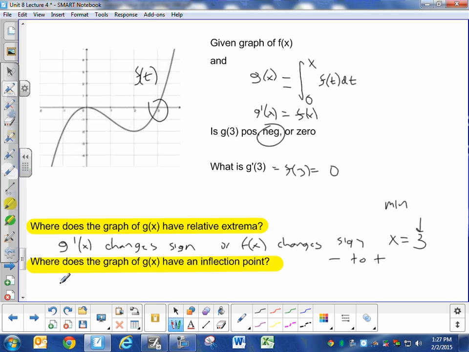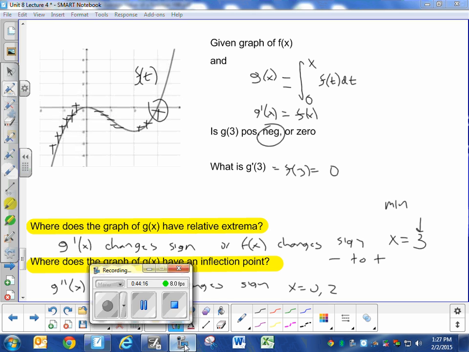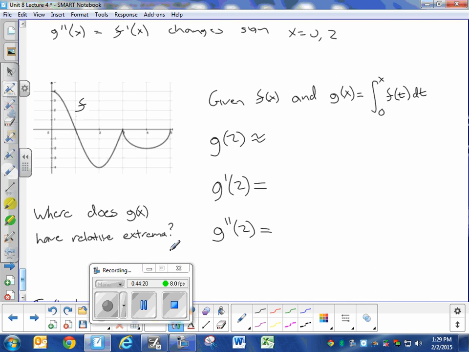When does G have an inflection point? When G double prime, which is equal to F prime, changes sign. When does that happen? F prime, the slopes of F, goes from positive to negatives to positives, at 0 and 2. Couple more problems on the video. Okay, couple more.